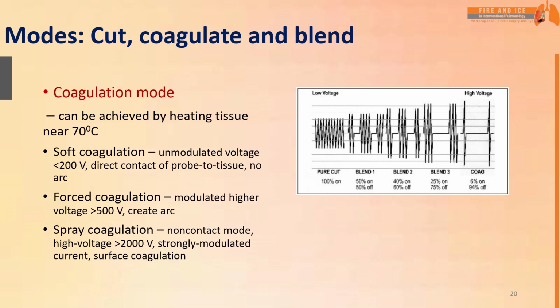In force coagulation, there is modulated higher voltage, more than 500 volts, and there is an arc between the tissue and the probe. In spray coagulation, the voltage is higher, more than 2000 volts, and there is arc formation. The probe is a bit away from the tissue, and there is spraying and coagulation of the bleeding spot. This is similar to APC, where the distance between the probe and tissue is several centimeters, while in spray coagulation it is only 1 centimeter.